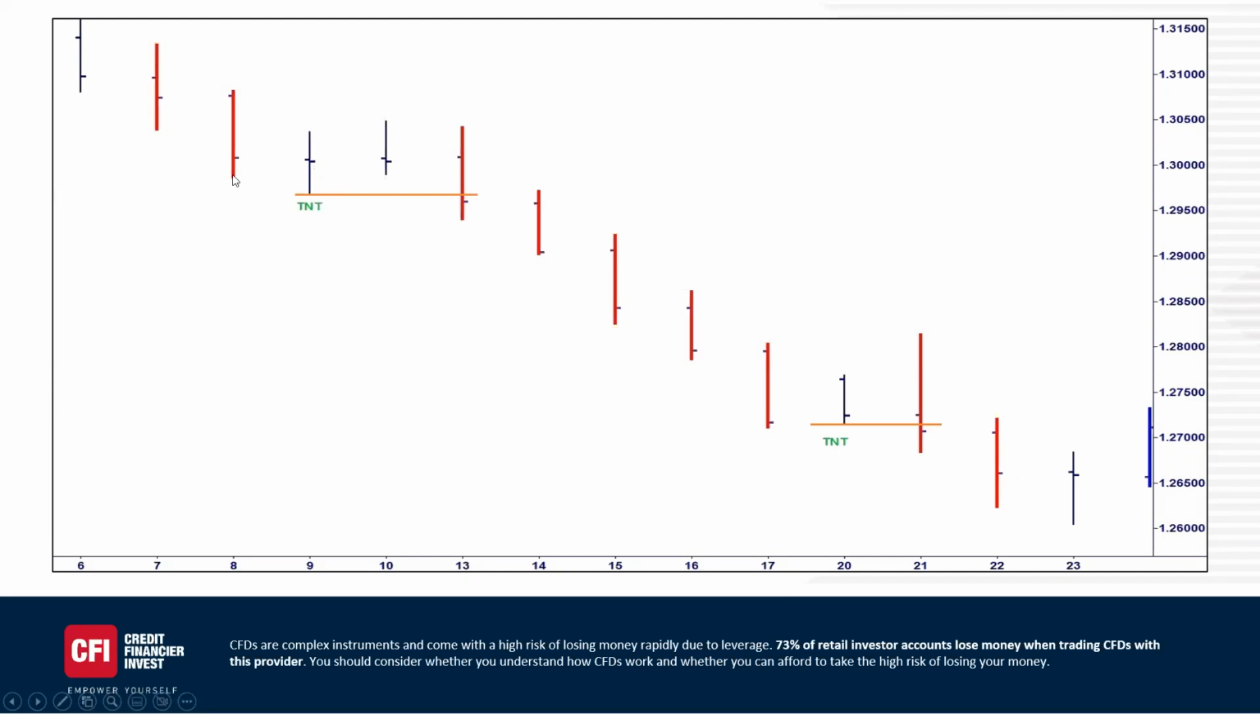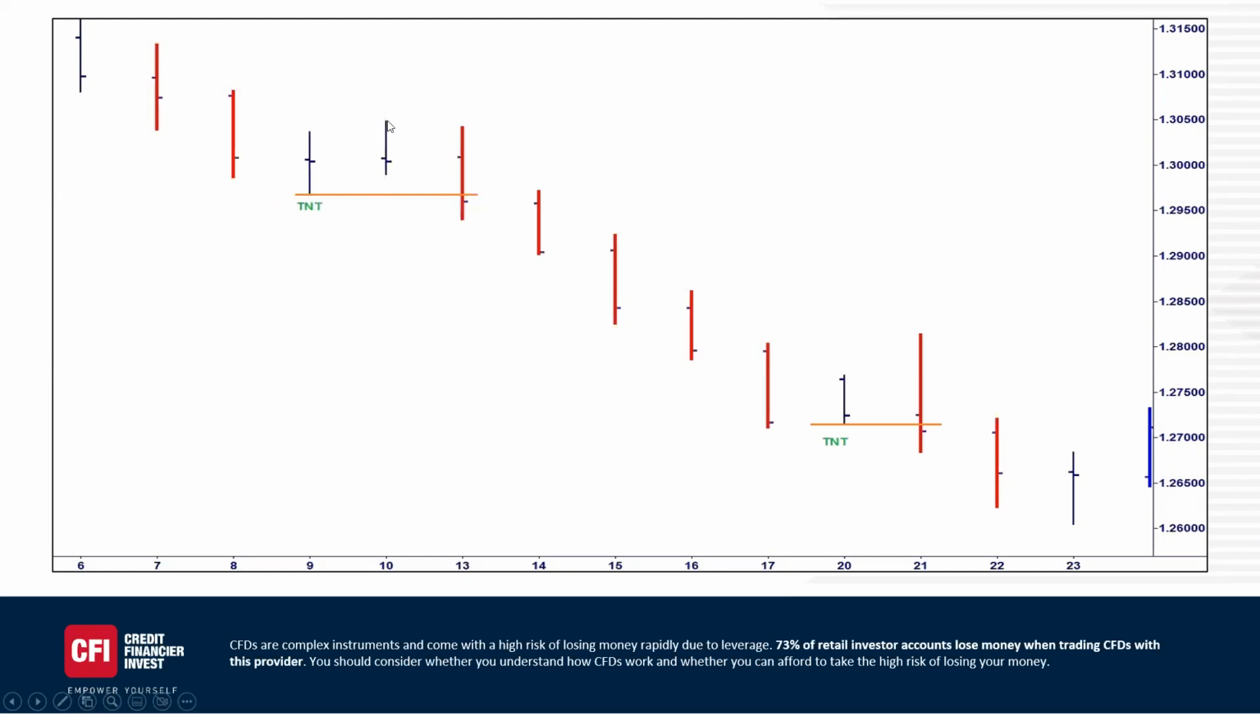What happens is the sellers come in, they sell the break of this one, thinking the trend is going to continue down. But by the end of this session, the market has bounced back and has closed above the breakout point. So anyone who sold the break of this bar here is now losing money. They're underwater at the end of the session. So we've had TNT. Now we can draw the line under the TNT lowest point, which is here, which is going to be the sell trigger.